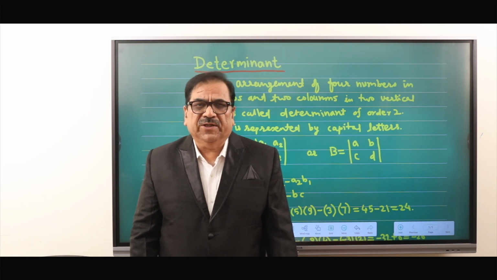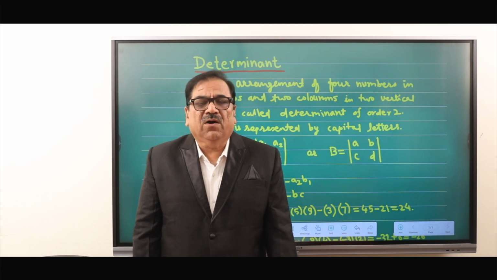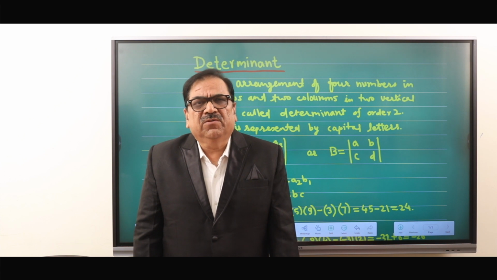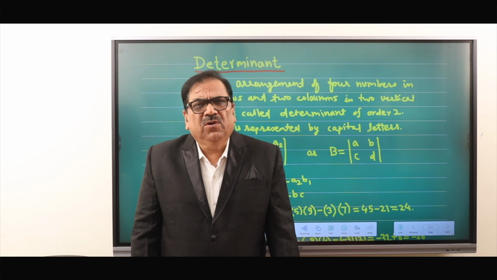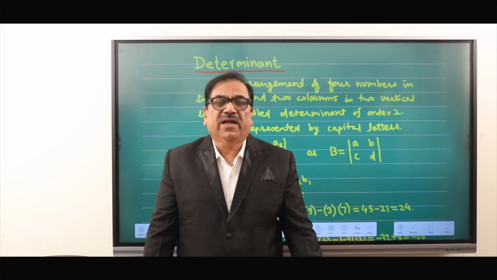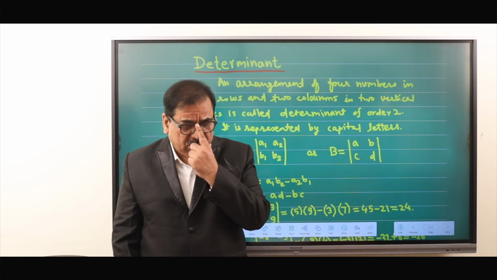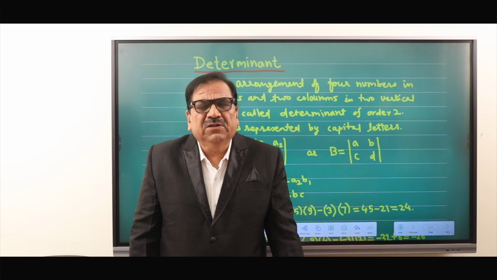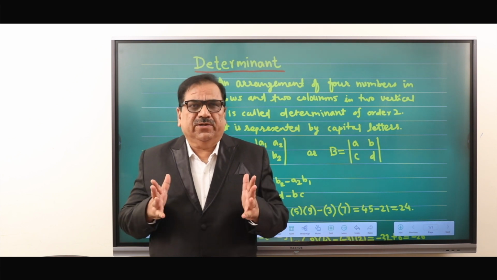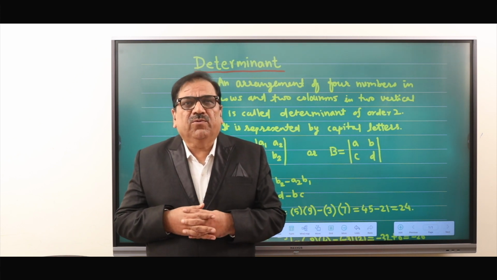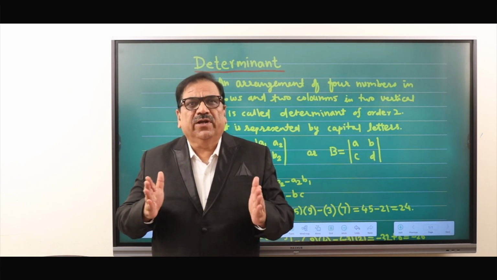We are studying linear equations in two variables and we have seen how to solve such equations by the elimination method or by the graphical method. One more method is there, and that method is called Cramer's rule. Cramer was a mathematician and he developed this method. To understand this method, we first have to learn one concept, and that concept is called determinant.